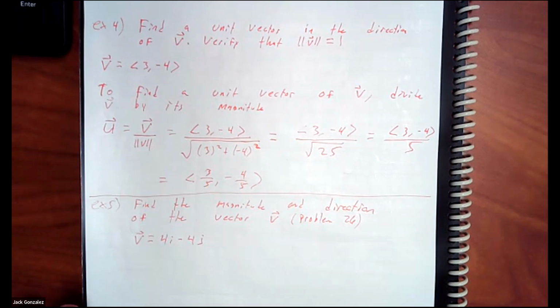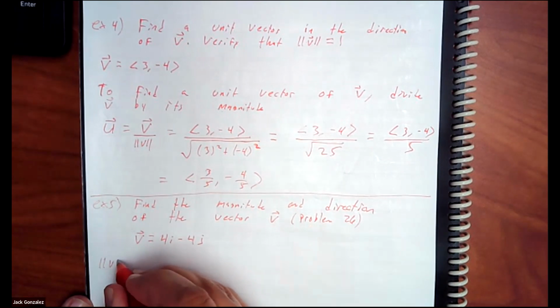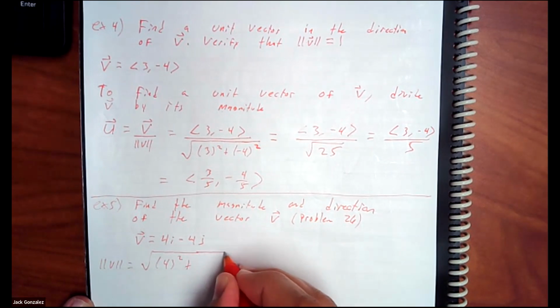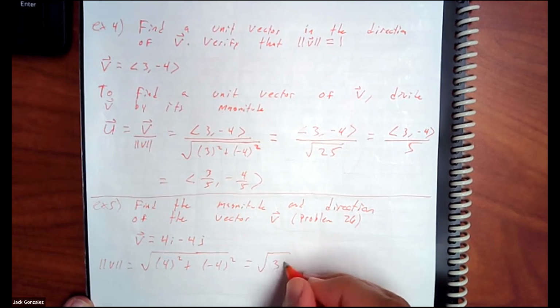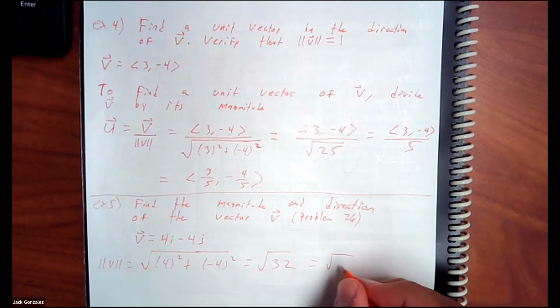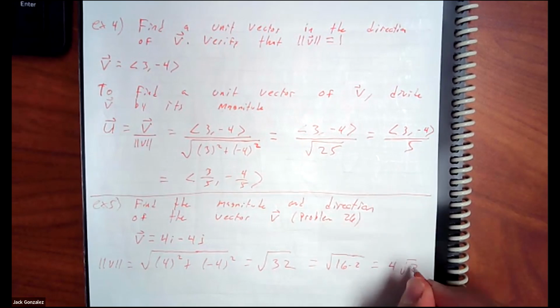So magnitude, pretty easy, right? Just square each one and square root the whole thing. 16 plus 16 gives me 32. Simplify this guy, that's technically 16 times 2, which is 4 root 2.